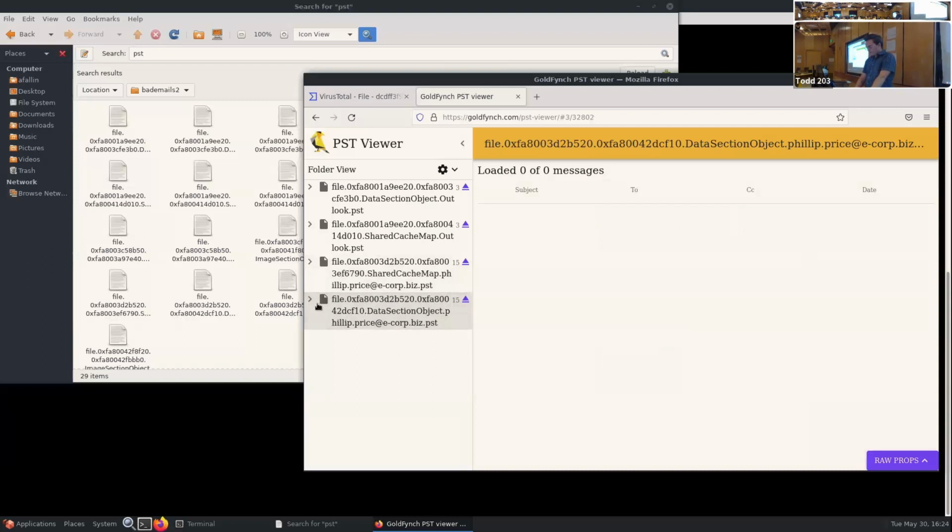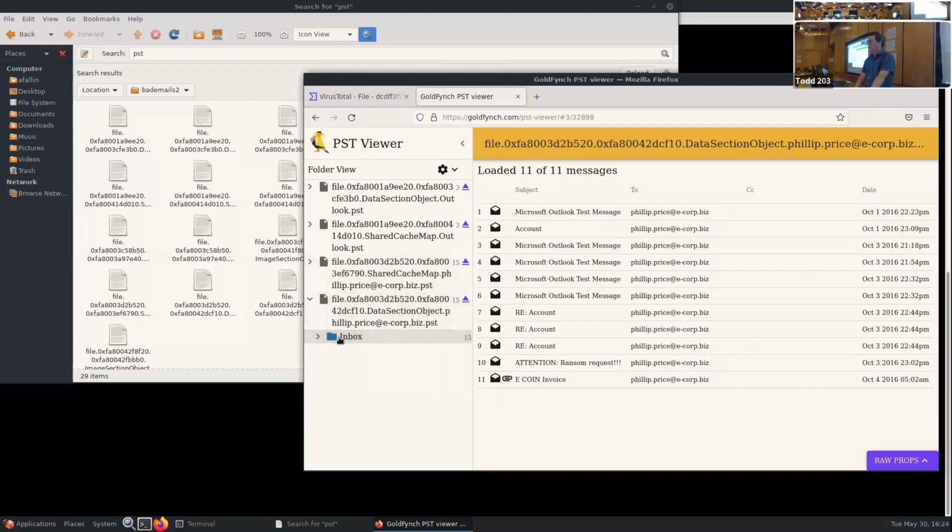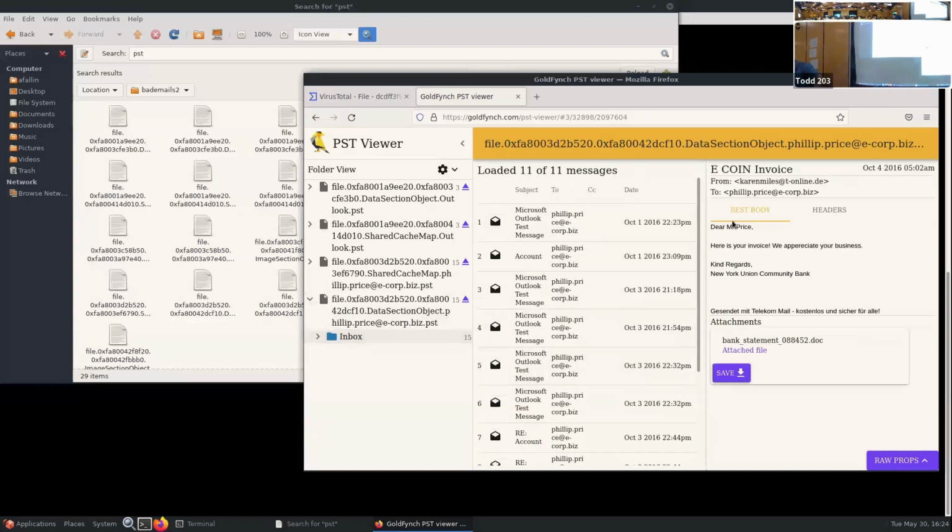If we go here, open it up, we can actually take a look at the inbox of our Outlook process. Just by using the Volatility command and typing in dump files, getting all of that, removing the DAT, and then plugging the PST files into Goldfinch, now we can actually see the inbox of our corporate employee. So right here, we've got eCoin invoice. You can see that there's an attachment, and it is from our phisher, Miss Karen Miles.